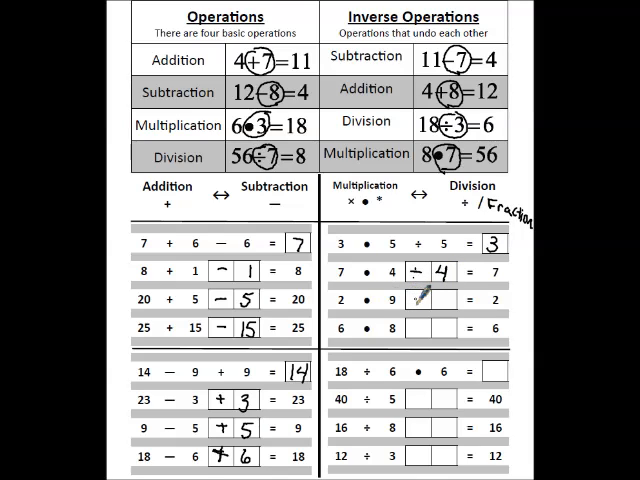7 times 4 is undone by dividing by 4. Times 9 is undone by dividing by 9. Times 8 is undone by dividing by 8. And if I divide by 6 and then I multiply by 6, I'm going to end up getting back to my original number. So if I divide by 5, I can undo that action by multiplying by 5. If I divide something by 8, I can undo that action by multiplying by 8. And if I divide by 3, I can undo that action by multiplying by 3 to get back to that original number.